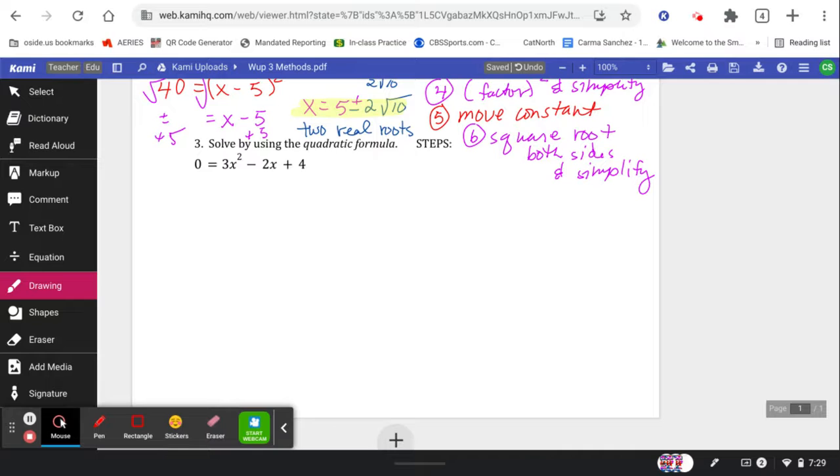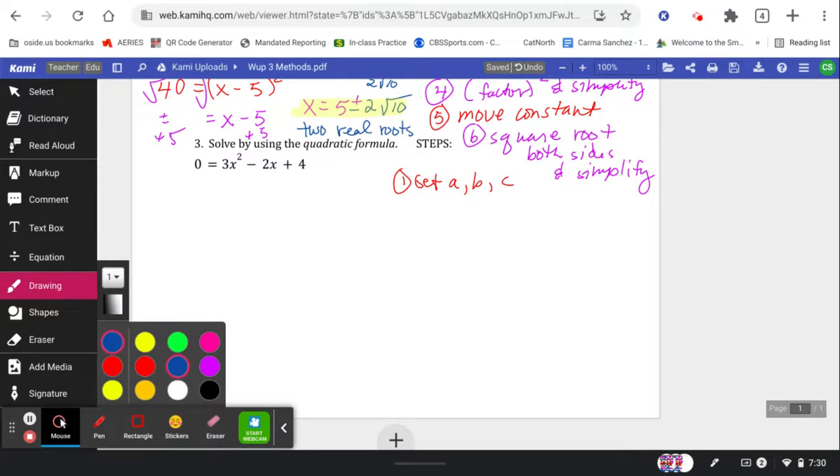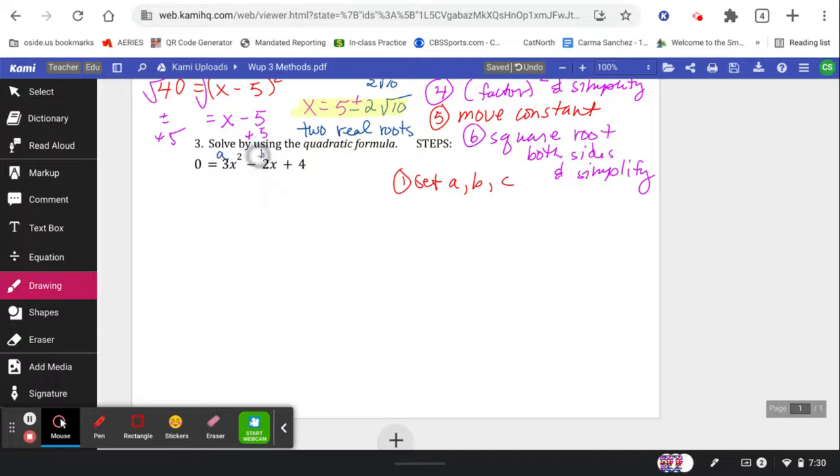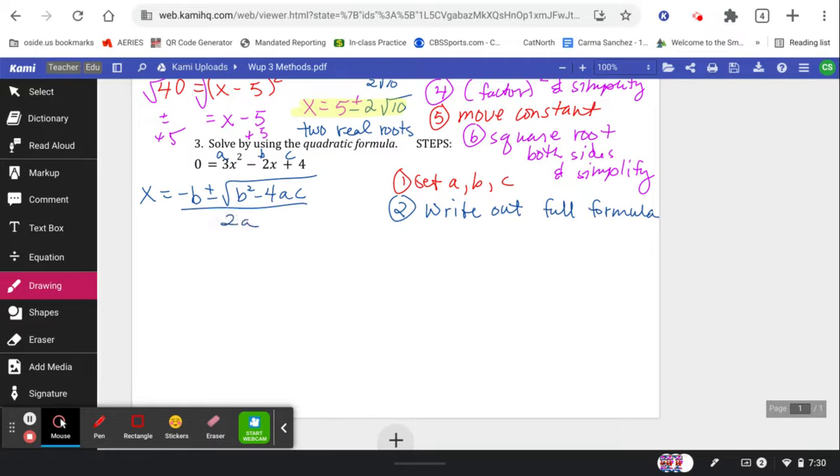Okay, last one, solve with the formula. Step 1, you got it. Get ABC. Today in class, somebody yelled out, "This is my favorite method." All right. I hope it's yours too. Then we're going to write out the full formula. X equals negative b plus or minus square root b squared minus 4ac all over 2a.